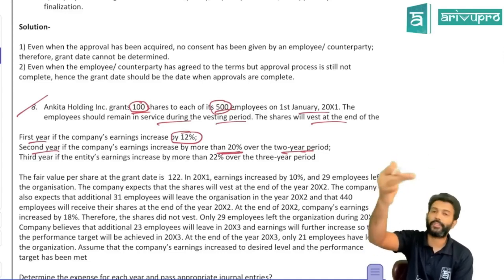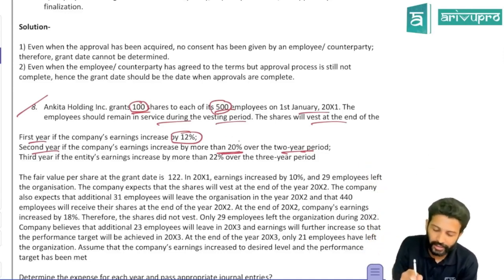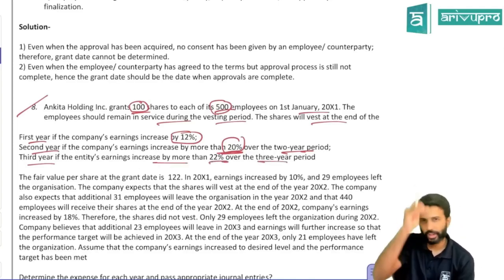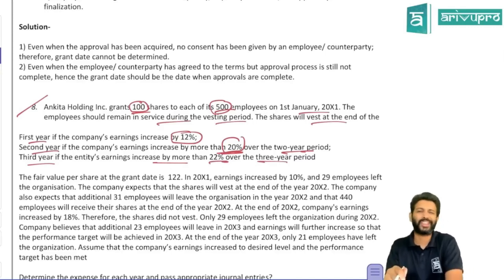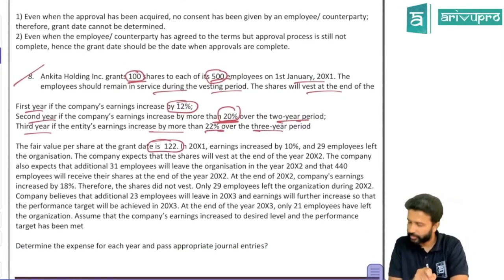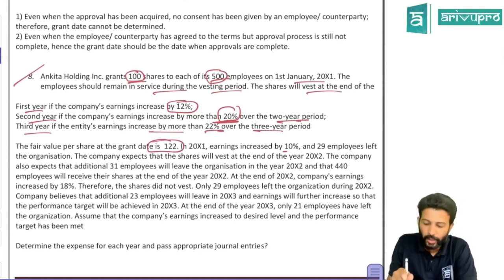If it fails in the first year, then we will give it in the second year, provided earnings increase by more than 20%. If that also fails, we will give it in the third year if average earnings is more than 22% over the 3-year period. So it's on a slab basis, it's getting vested. The fair value of the shares on the grant date is 122. Earnings increased by only 10%.